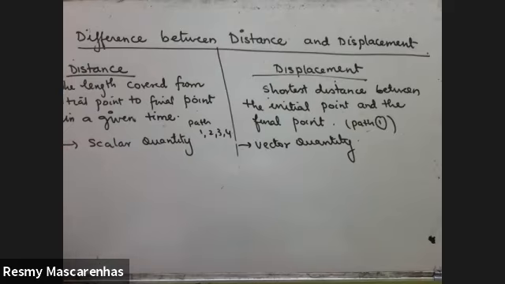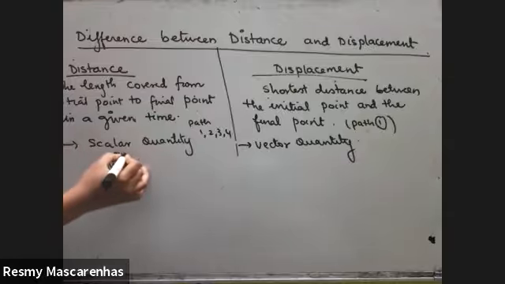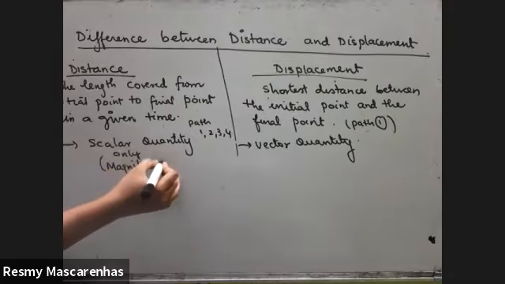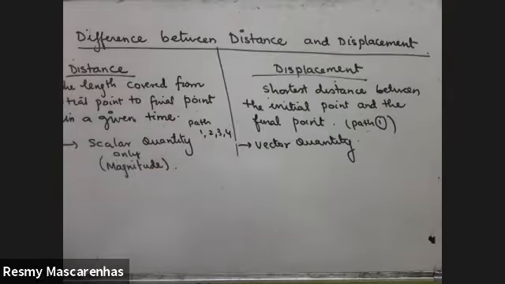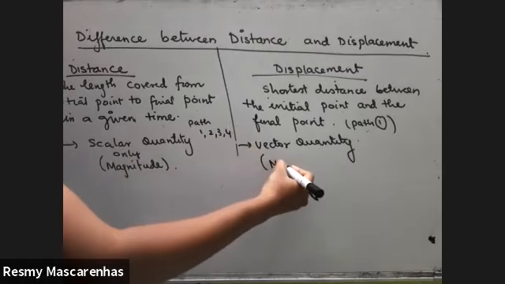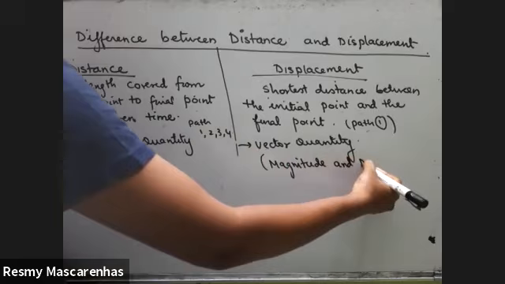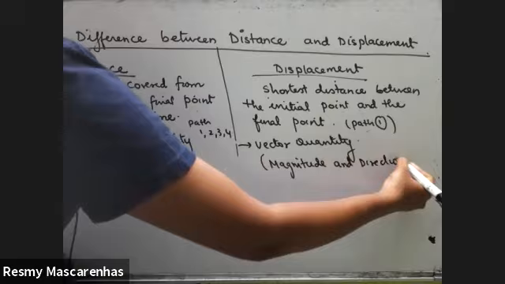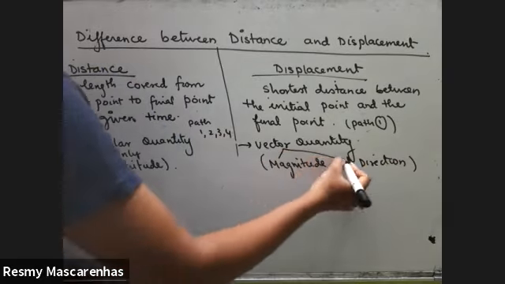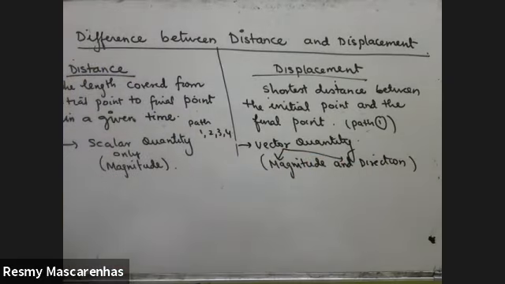Now scalar means only magnitude is required. Magnitude means the value, how much distance or whatever it may be, will be only in terms of magnitude. But vector will need magnitude and direction. So that's why it is called vector. Scalar needs only the magnitude.